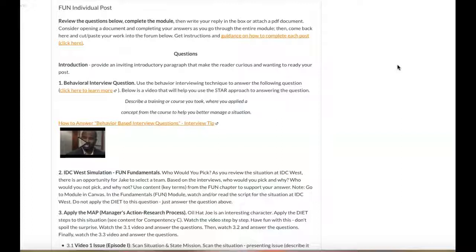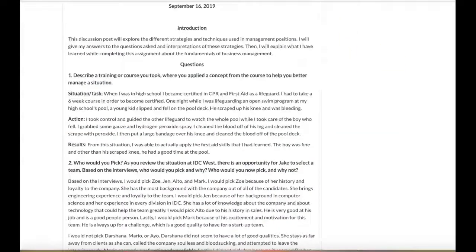And I think most of you get the idea that each module will be about taking models and theories or business tools and applying them to a situation. I want to show you some best practices here.